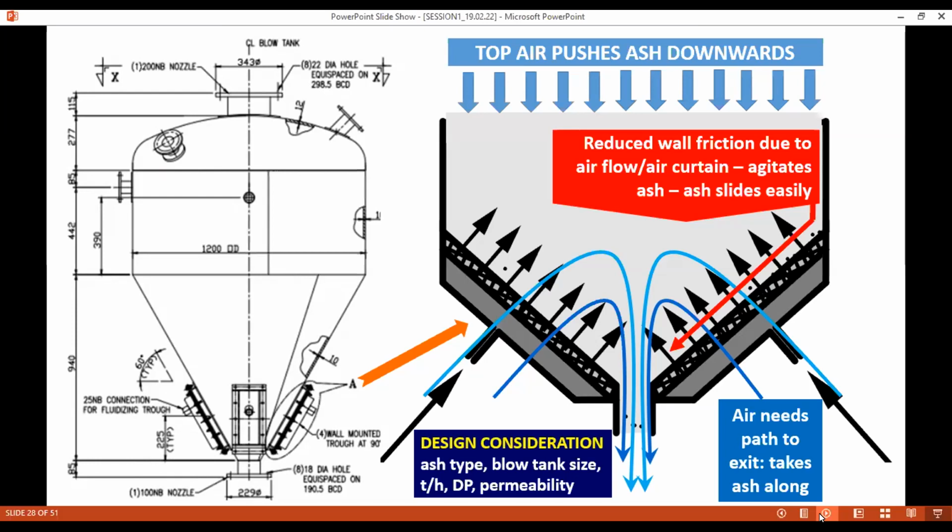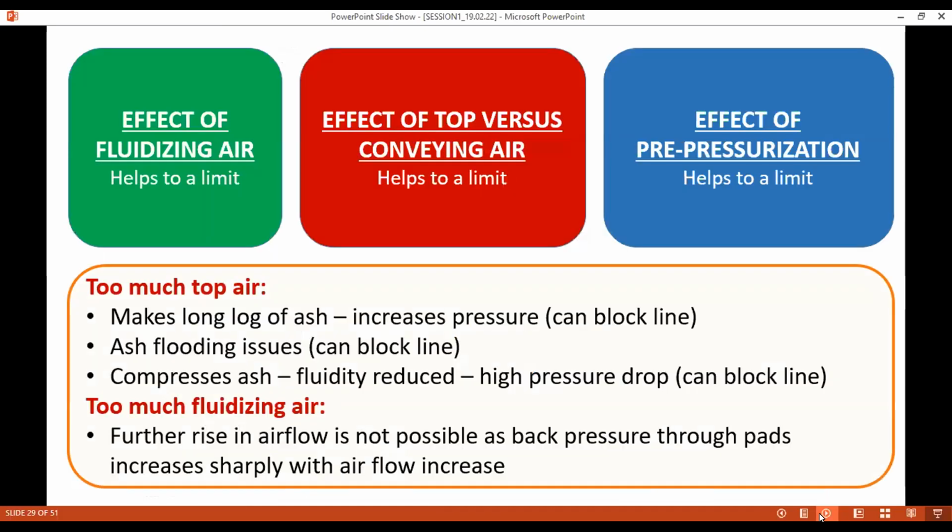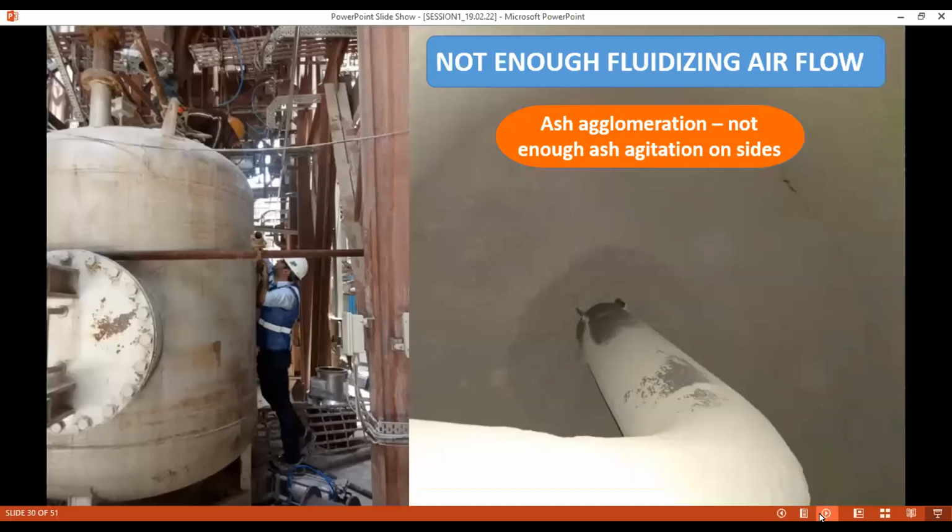Now, if you give good quality fluidization air, very measured, over a large surface, what will happen? The rheology of the ash will be smoother. The apparent viscosity of the ash will decrease because ash is like a semi-fluid thing, and more ash will come into the line. Of course, too much ash is also a problem. I will discuss it later. And also pre-pressurization. You have to maintain a certain differential pressure across the blow tank. I will come to that later.